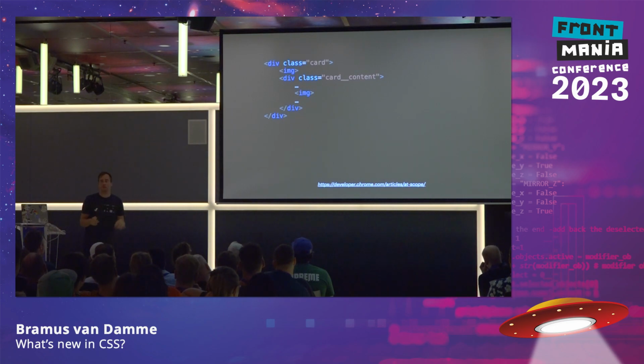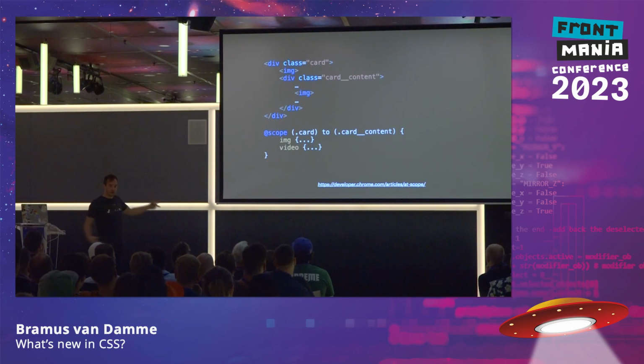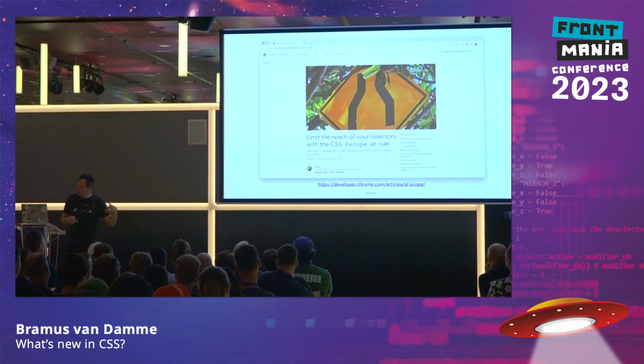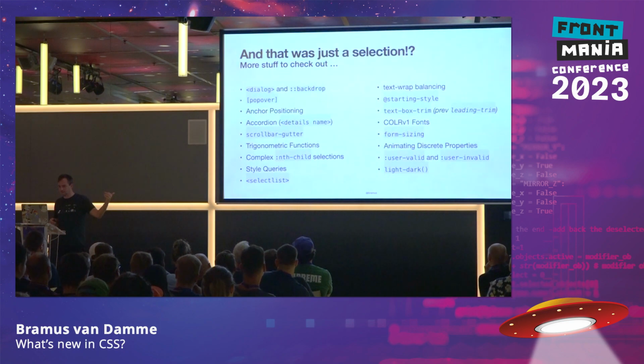Well, that's where @scope comes into play. You say @scope from .card to .content. So that's like cutting out a piece of your markup. And then you select the image that is in there or the video that is in there, and you style it. So you're basically creating a donut. You're only styling the things that are part of the donut. This is really new. It's shipped in Chrome 118. This is the article about it, by the way.